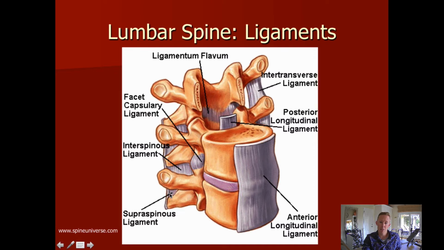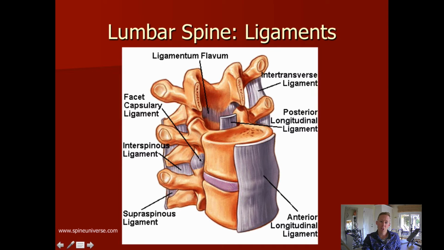Supraspinous ligament is way on the back here. It's on the way back side of the spine, connecting these spinous processes on the back side. And, again, there's some other ones. There's this ligamentum flavum. There's an intertransverse ligament that goes between the transverse processes.